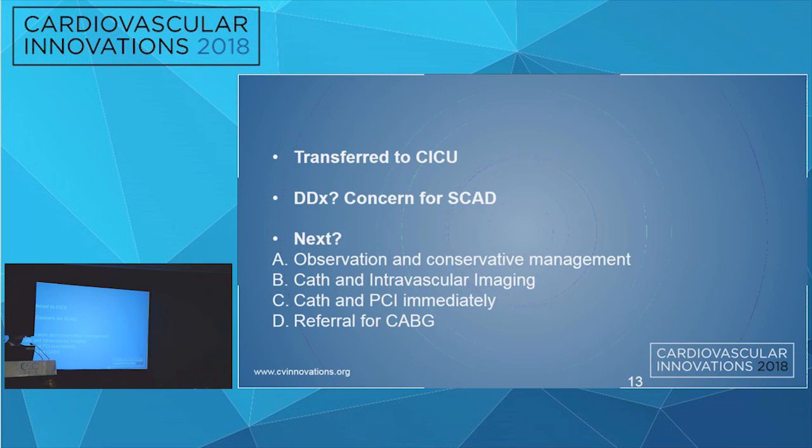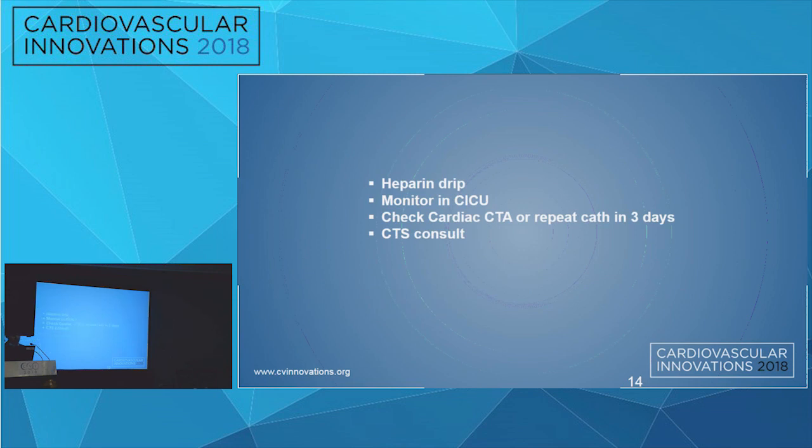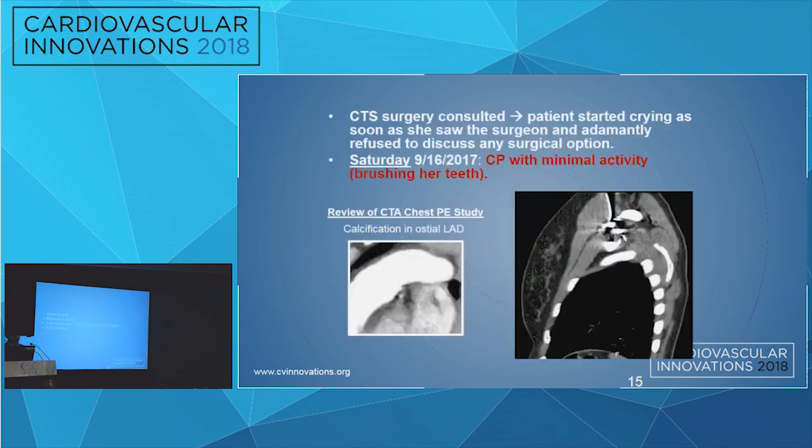Conservative management, maybe watch her, see how she does, repeat Cath or imaging, the CT. You don't want to rush her to the Cath lab, but you probably consider cardiac surgery just to see the patient in case she becomes unstable. She was heparinized, monitored, as we discussed. She was having more chest pain, so to cover a kind of heart team approach, we called CT surgery, and she was very, very upset.